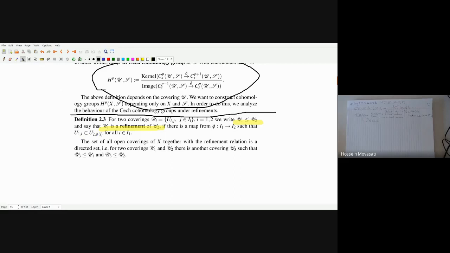So the idea is very simple. I have, let's say, this small open set U1 I, from the first covering. This is the covering one. So each open set of the calligraphic U1 covering must be inside an open set of the second covering. And then there is a map. The open sets are indexed by I, so we have to map, let's say, this phi I.